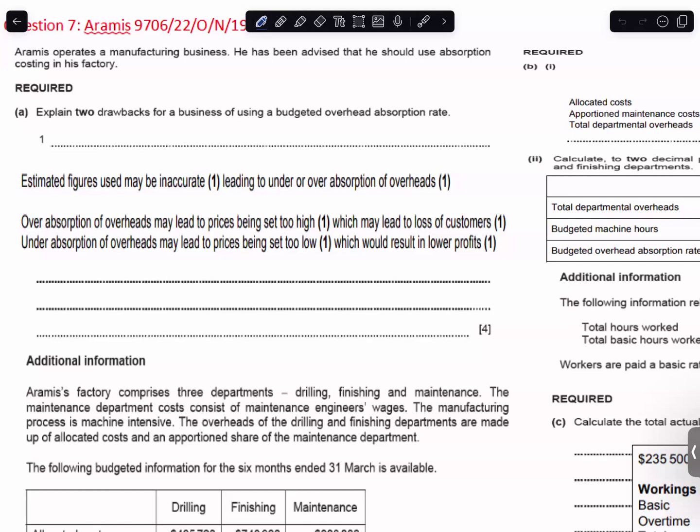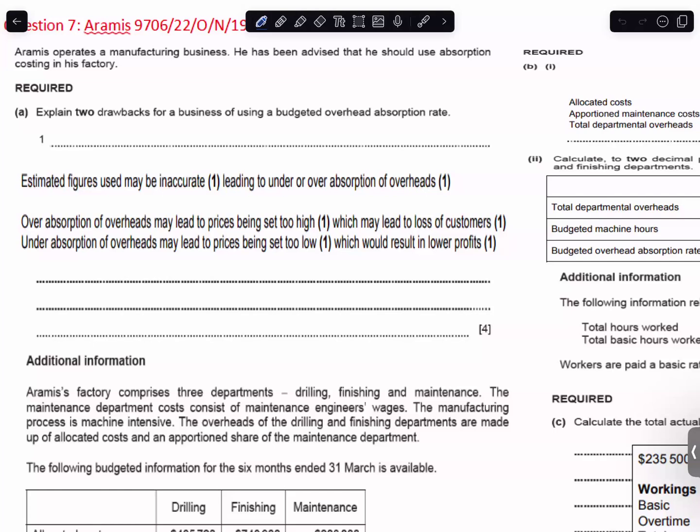Under absorption and over absorption are found out based on the actual overheads, right? Yeah. My question is, what are the drawbacks of using a budgeted OAR? How do you calculate the budgeted OAR? You'll do budgeted overheads upon budgeted activity level. So with that you will get one particular rate, right? What is the drawback of using that one particular rate to absorb or recover your overheads?